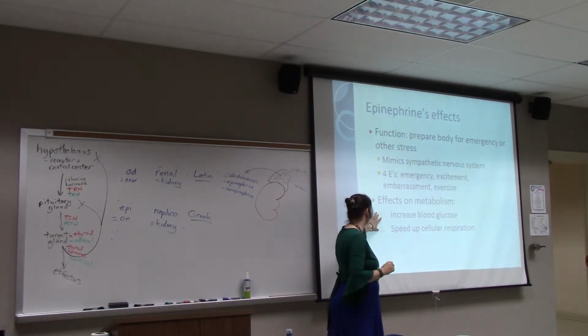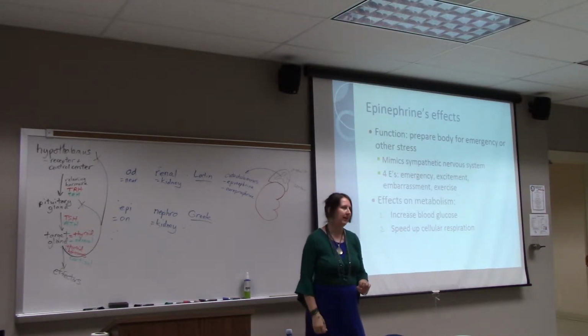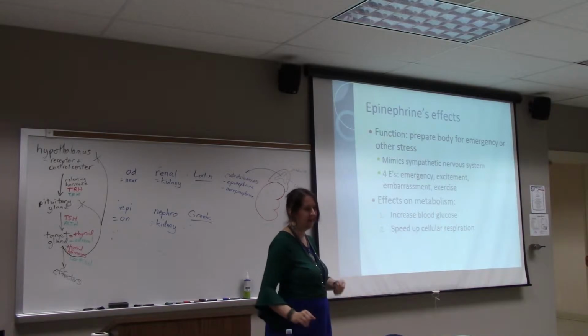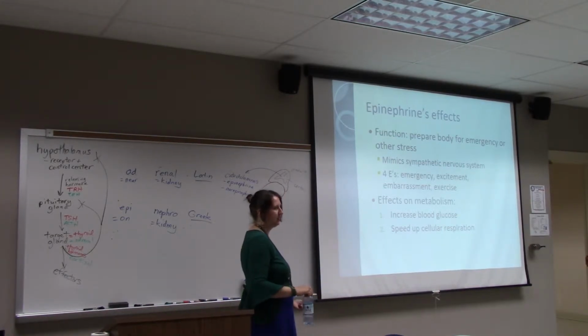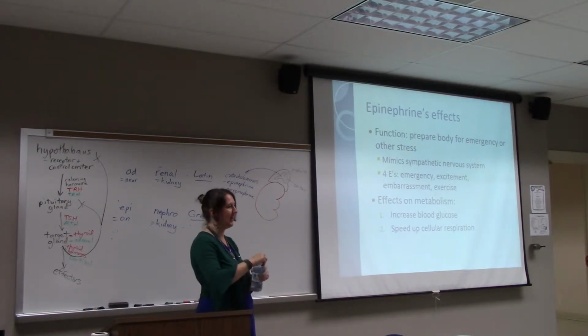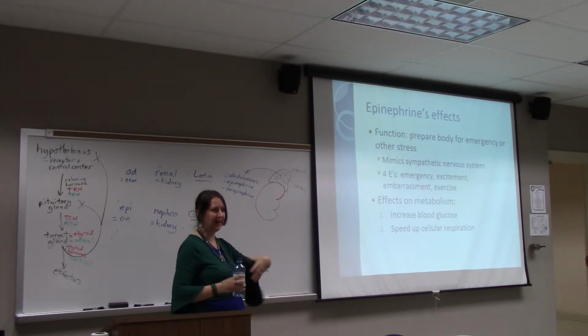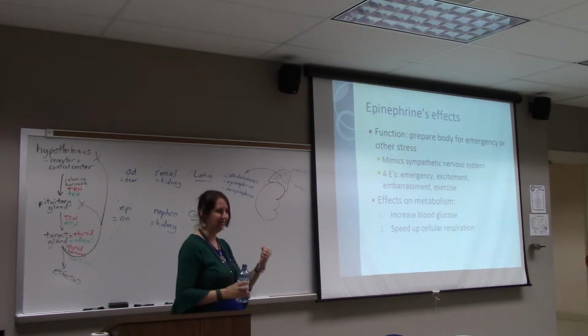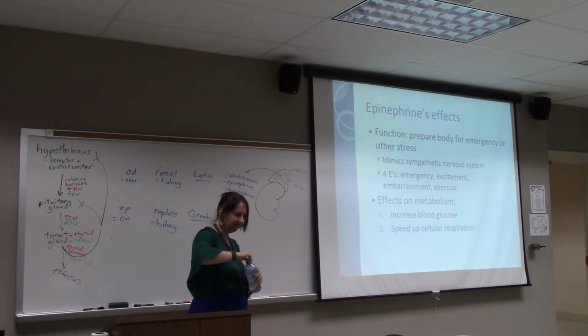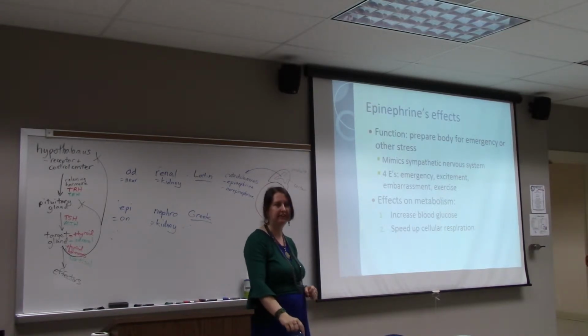Epinephrine also has 2 metabolic effects, which are to increase the blood glucose and speed up the cellular respiration. It does number 1, so it can do number 2. And that gives your muscles more energy to contract with if you are jogging or running away from this big scary bear. Questions on the adrenal medulla?